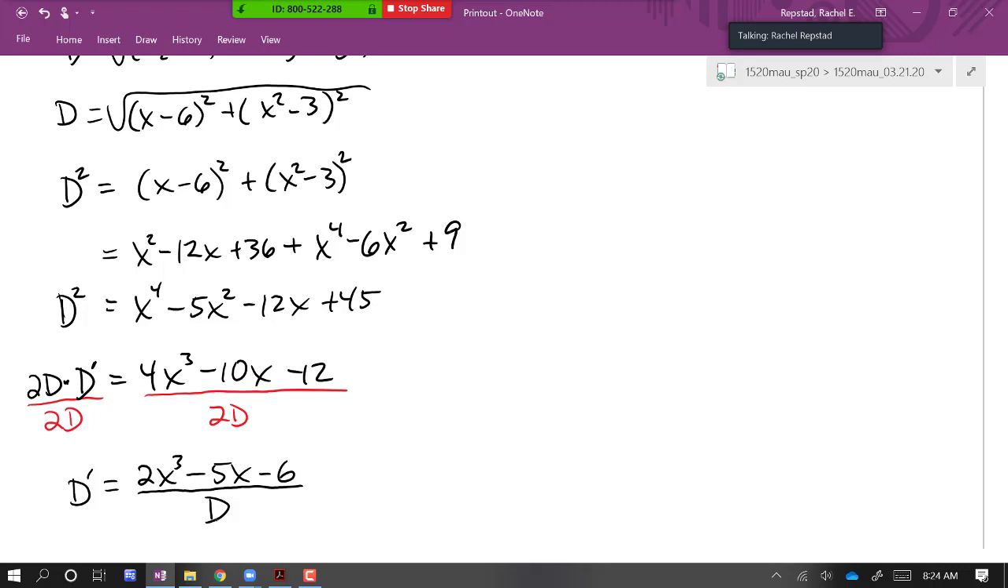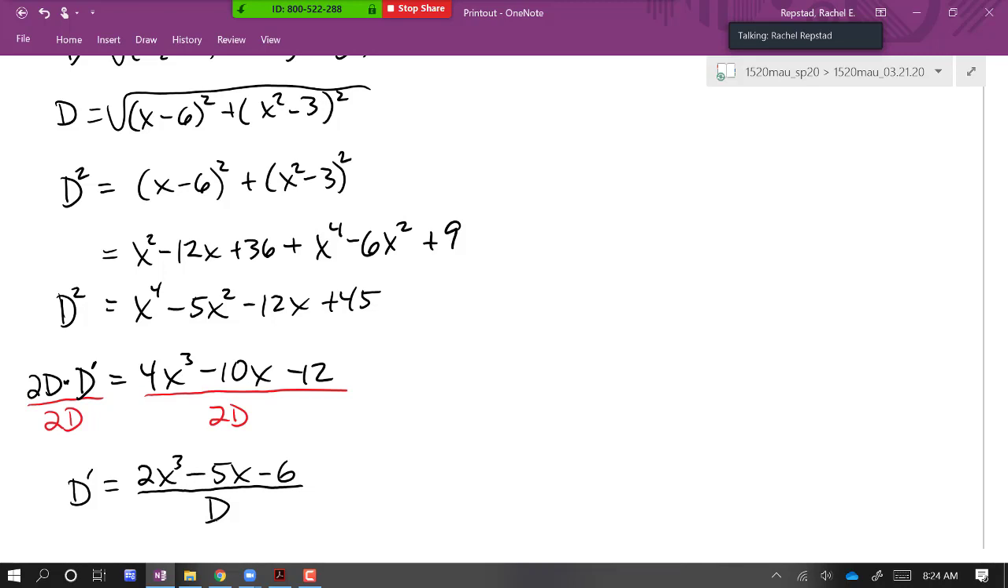Now, it might seem odd trying to solve this problem going forward when d prime is written in terms of two variables, not just one. But I'm going to tell you why that doesn't bother me. First of all, a derivative is 0 only when the numerator is. So I only really have to consider that 2x cubed minus 5x minus 6 being 0.